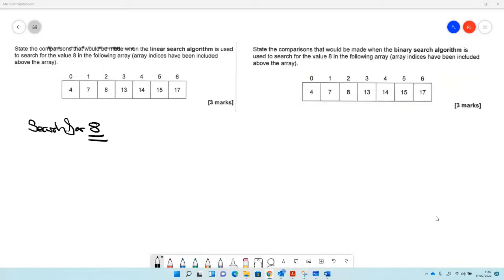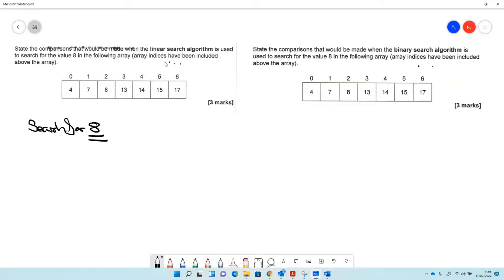This is another question from the AQA Paper 1, and this one's about search algorithms. There are two search algorithms you need to know about for GCSE. One of those is the linear search, which is the one it's talking about on the left-hand side here, and one of them is called binary search. What it's asking you to do here for 3 marks is to state the comparisons that would be made when the linear search algorithm is used.